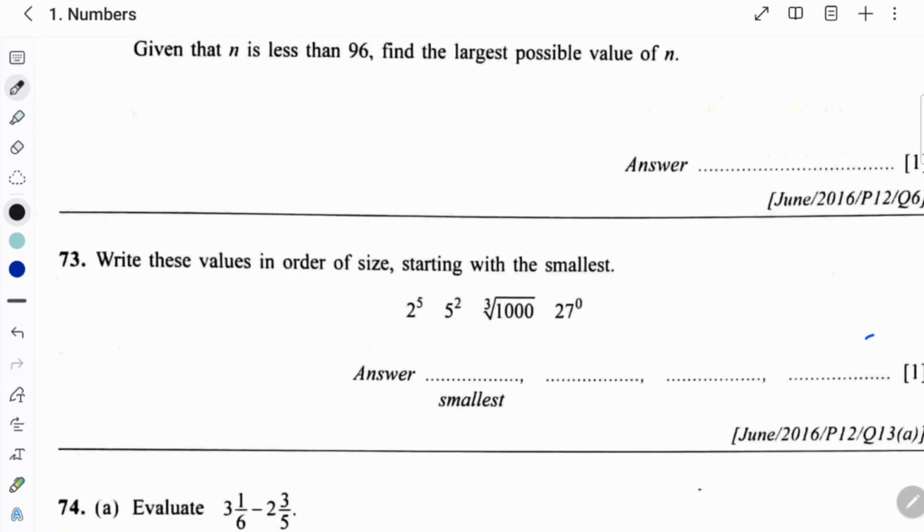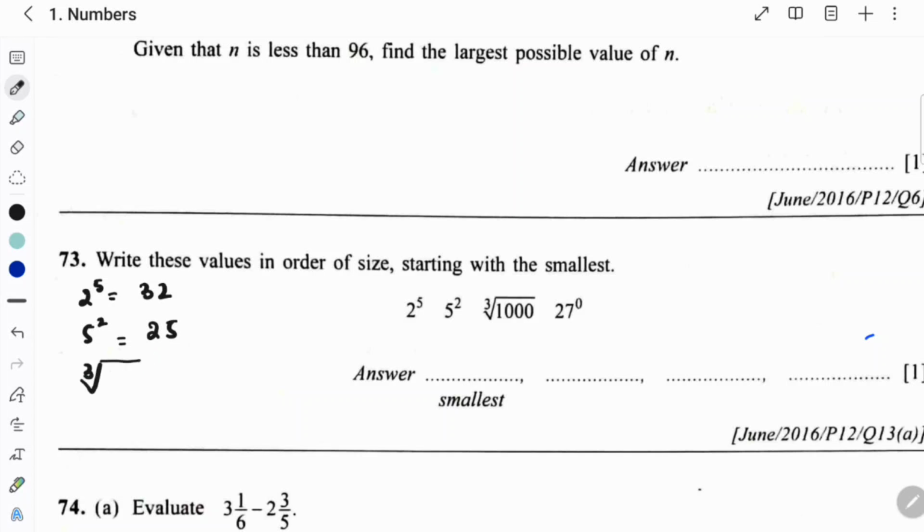Now this one: write down values in order of size starting with the smallest. We know that 2 to the power 5 is 32, and 5 squared is 25. 2 to the power 5 means 2 into 2 into 2 into 2 into 2, like this. 5 times you multiply the same number by itself. 5 squared means 5 into 5 is 25.